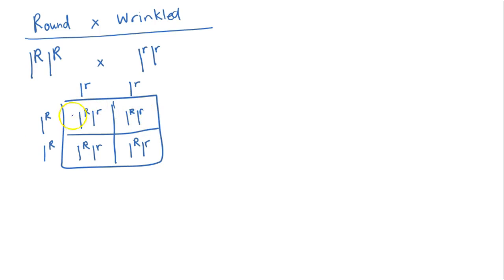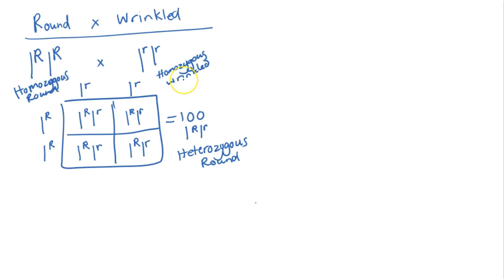And as you can see, all the possible combinations are 100% heterozygous for round. Hetero meaning I have one dominant trait and one recessive hidden trait. So we call this heterozygous round. Over here we had homozygous round and homozygous wrinkled. And that was our F1 generation.